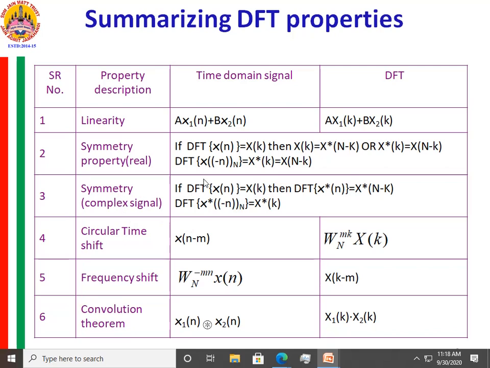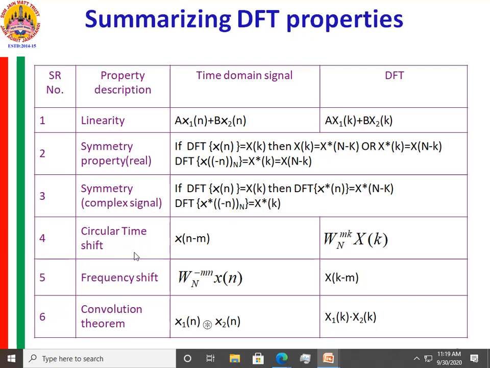If the time domain signal is a complex signal, and the DFT of x of n is X of k, then the DFT of the conjugate of x of n will be equal to the conjugate of X of N minus k. And the DFT of the conjugate of x of minus n over modulo N is equal to the conjugate of X of k.